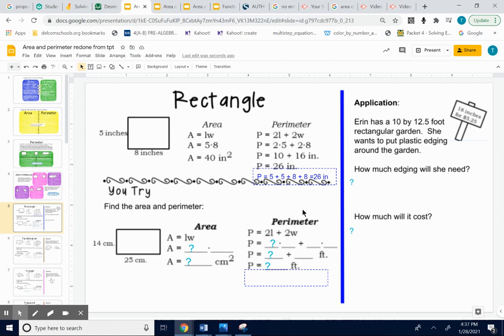Okay, you take a minute and find the area and perimeter of the rectangle they give you down here. Pause the video and then see if your answers are right.